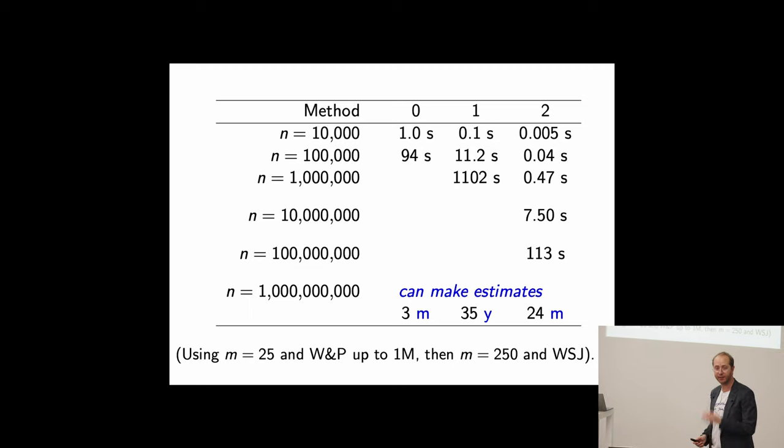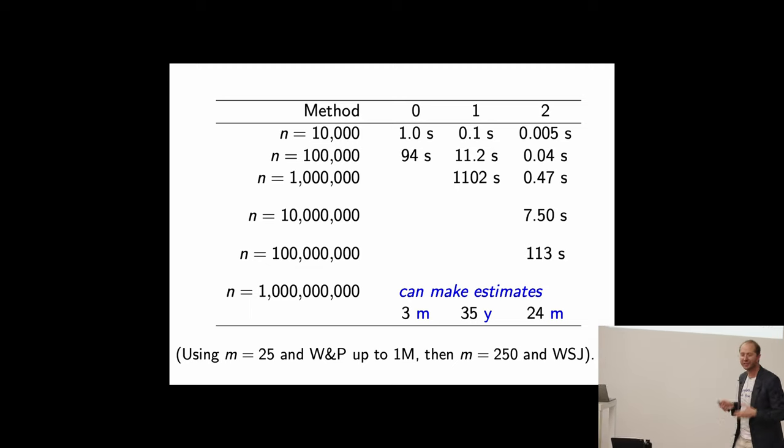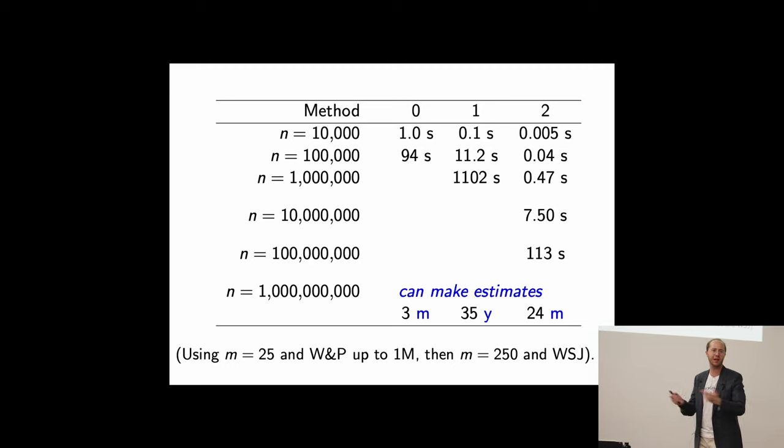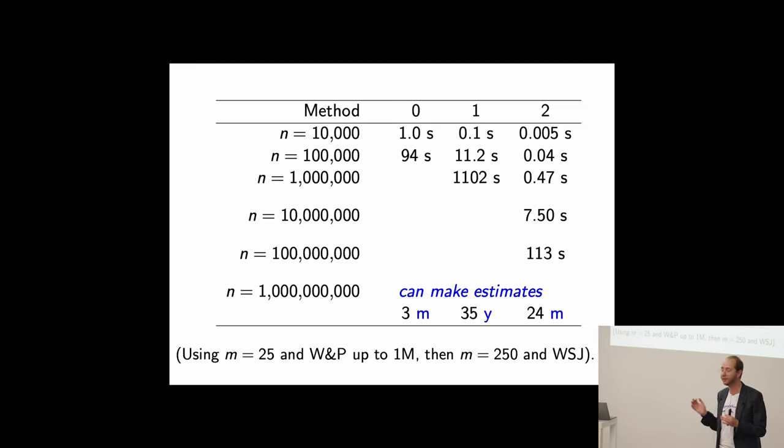It takes about 1,000 seconds if we stop early with the checking. And then it takes less than a second using our suffix array. And now when we move to 10,000,000, methods 0 and 1 can't really solve the problem at all on my laptop in a reasonable amount of time. But method 2 with a suffix array is still working super well. Even with 100,000,000, this is finishing in a reasonable amount of time. And then with 1,000,000,000, we can make estimates that this will take a few minutes, 24 minutes on my laptop, under half an hour, 35 years with the stopping early, and then 3 millennia if we used our naive version.